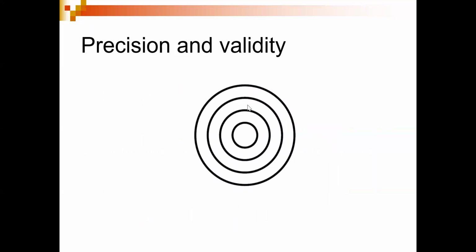I hope you know this thing which is used for darts, where you're really aiming at the center. That's the result which is valid. But as you throw your darts, some of them might hit the inner circle, others might hit the outer circle, or others might actually go out of the circle. So if you hit the center, that's what you really want. That's your aim, which means that's the validity, what your study really wants to measure.